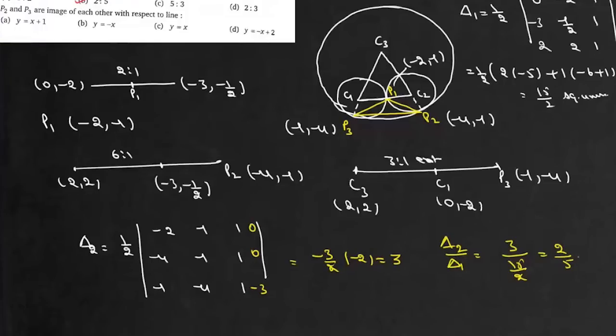And it says P2 and P3 are images of each other with respect to a line. Now we know that P2 is minus 4 comma minus 1 and P3 is minus 1 comma minus 4. So basically here we have interchanged x and y, and we know that we get it by reflecting about the line y equals x. So this third option, it is option C.